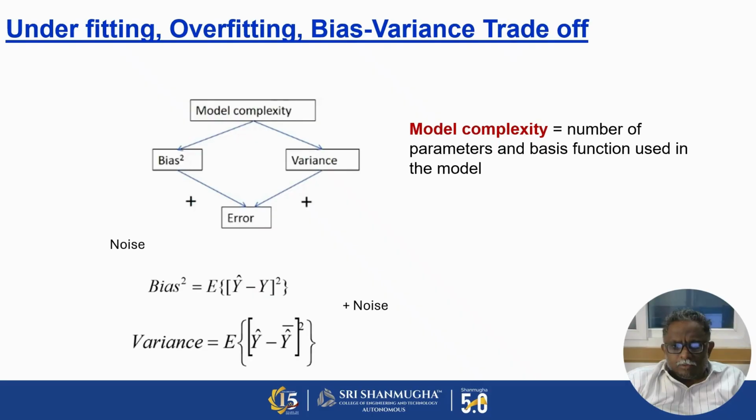Not only bias and variance, we should look at the error. The error comes from the noise. Mathematically, the squared bias is basically y hat minus y. I can say the bias squared is nothing but the expectation value of the squared difference between the predicted and the actual. Similarly, I can explain the various terms as well.